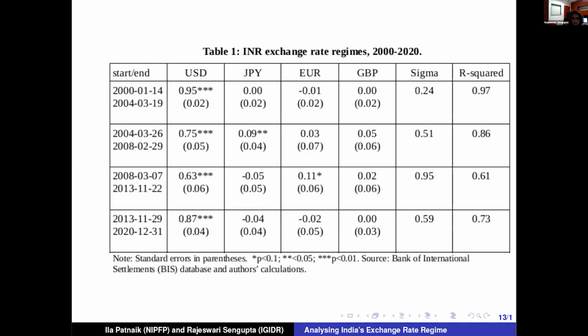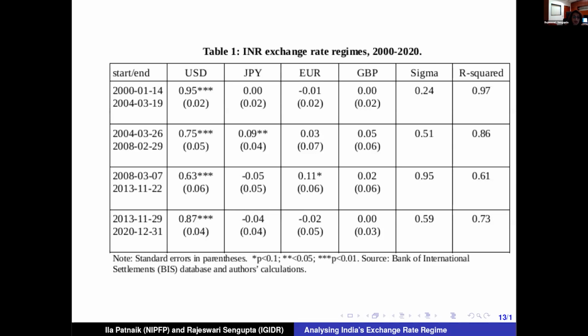So on the first column, you have the different regimes, and there are 4 regimes that we find from the data. The first one, 2000 to 2004. The rows across the different columns show the estimated beta coefficients of each of the currencies on the right-hand side. And then we have the sigma, the error variance, and the R-squared. So what we find is, for example, in the first regime, which runs from 2000 to 2004, the estimated beta coefficient of the US dollar was the highest.